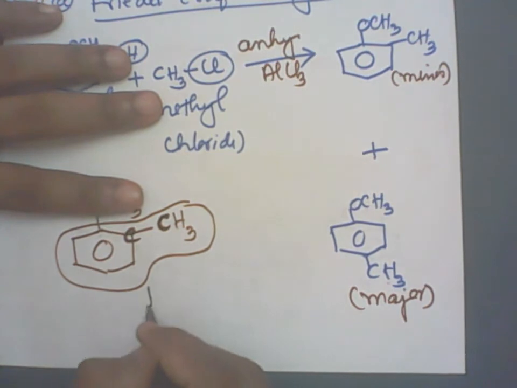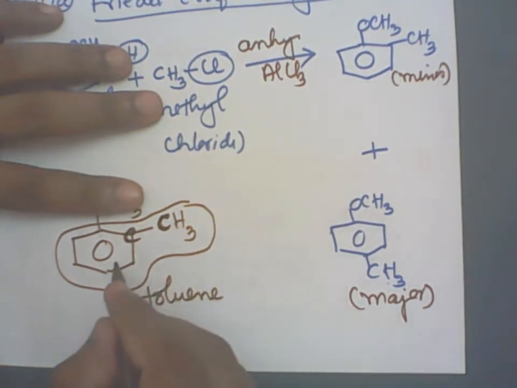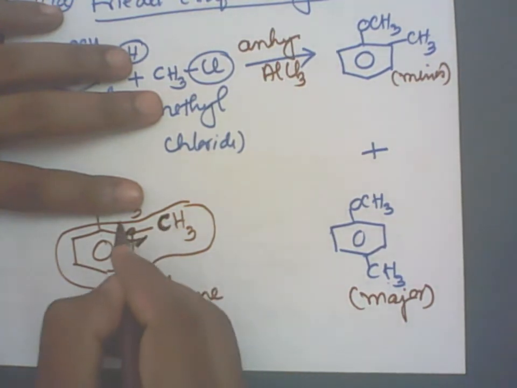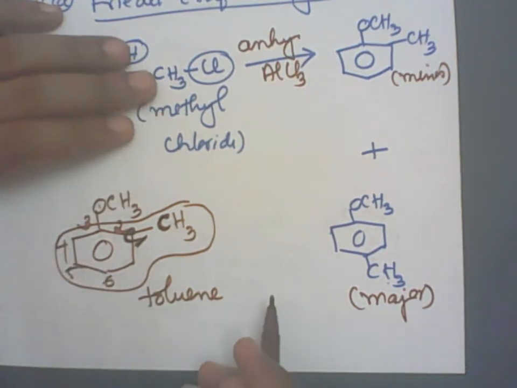What is this molecule called? Actually, this is called the toluene molecule. Toluene: benzene attached to CH3. So with respect to CH3 here, this is carbon number 1, this is carbon number 2, this is carbon number 3, 4, 5 and 6. Like that we can go.